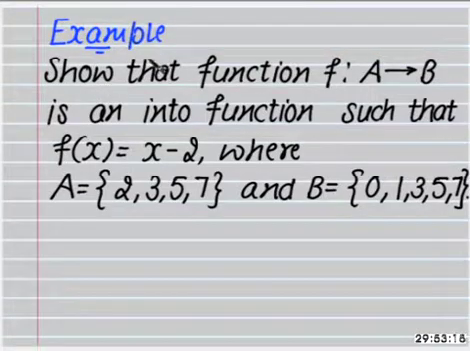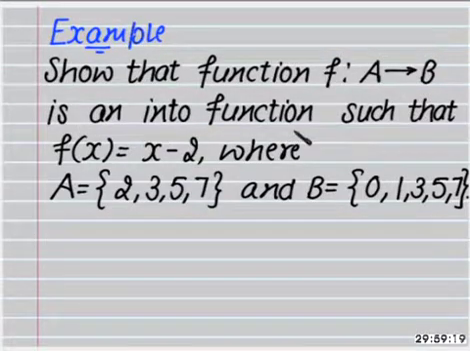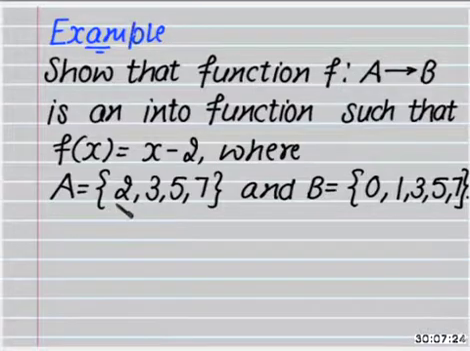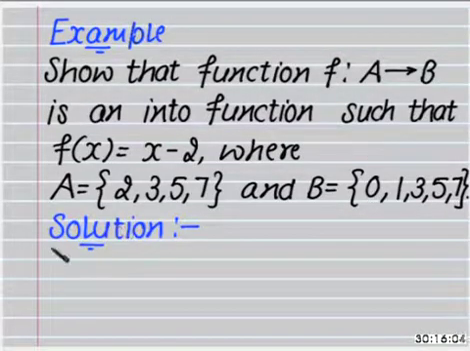Now let's see another example. Show that function f from set A to set B is an into function such that f of x is equal to x minus 2, where set A is the set containing elements 2, 3, 5 and 7 and set B containing elements 0, 1, 3, 5 and 7. Now its solution.